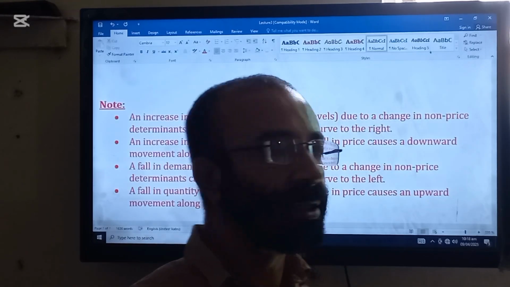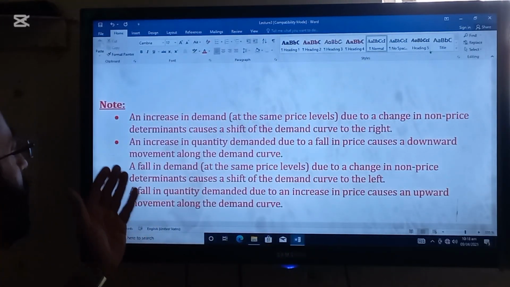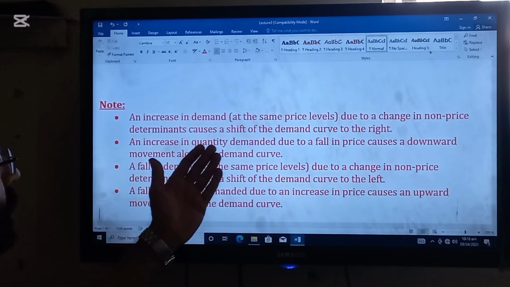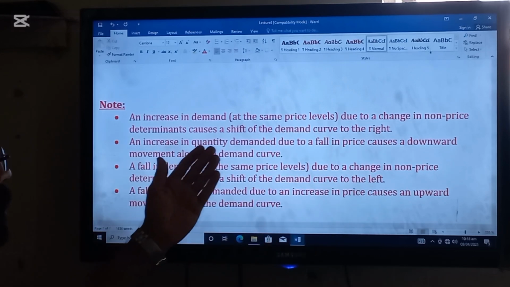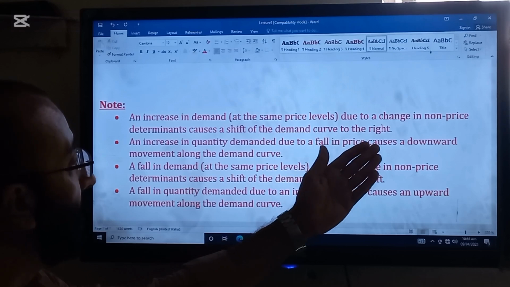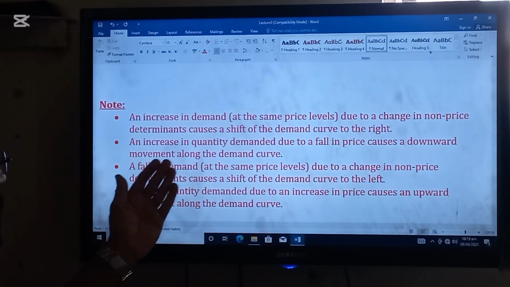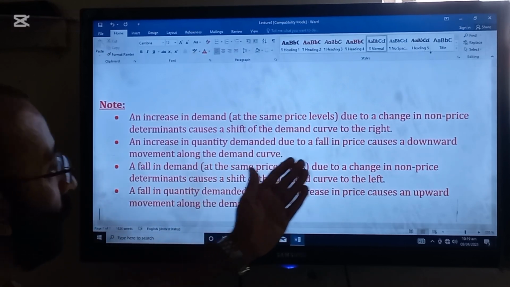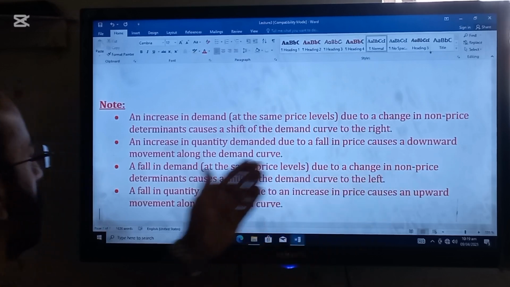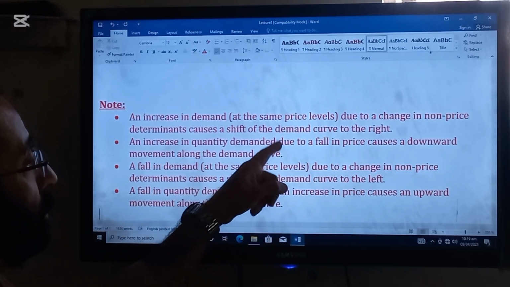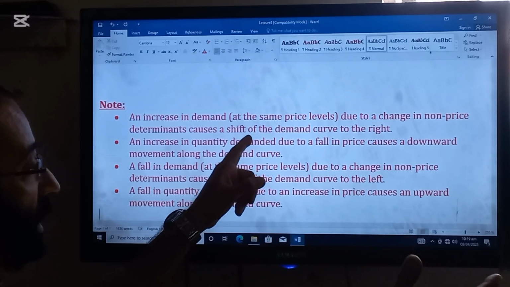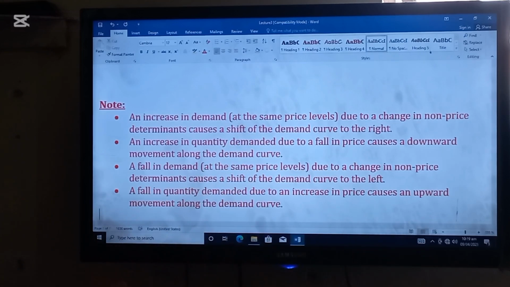Here are some points to remember. The first point is that an increase in the demand due to a change in a non-price determinant causes a shift of the demand curve to the right. An increase in quantity demanded due to a fall in price causes a downward movement along the demand curve. So this is the difference between movement along the demand curve and a shift of the demand curve.